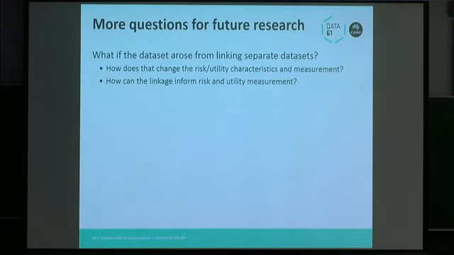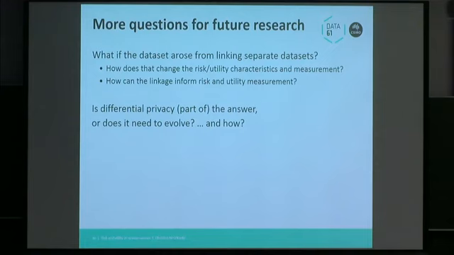More questions. So I'm also really interested in what's the connection with data linkage. What if the data set arose from linking separate data sets? So at the minute we kind of typically ignore that in confidentiality. We just say, oh, there's more variables, therefore it's more risky. But is there actually something more there? How does it change risk utility characteristics and measurement? How does the linkage inform risk and utility measurement?